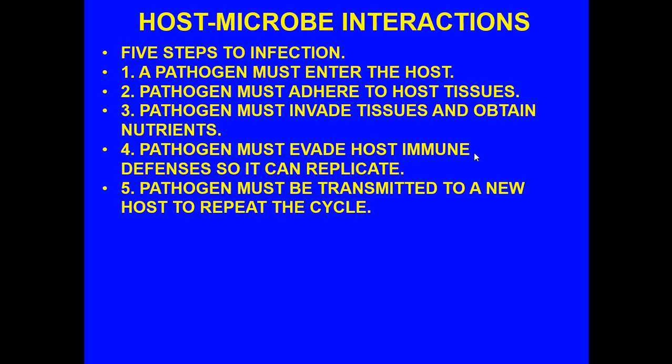Now, when we move forward, we're going to talk about the 5 steps to infection. Number 1, a pathogen must enter the host. Number 2, the pathogen must adhere to the host tissues. 3, the pathogen must invade tissues and obtain nutrients. 4, the pathogen must evade the host immune defenses so that it can replicate. And 5, the pathogen must be transmitted to a new host to repeat the cycle. Are all these steps important? Absolutely.